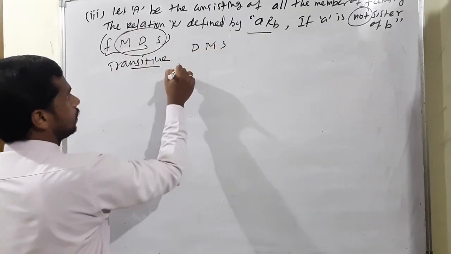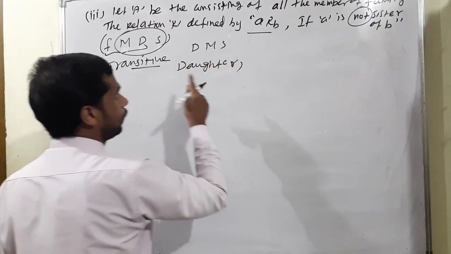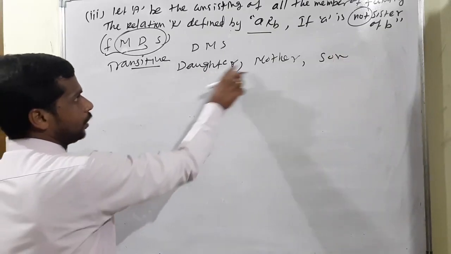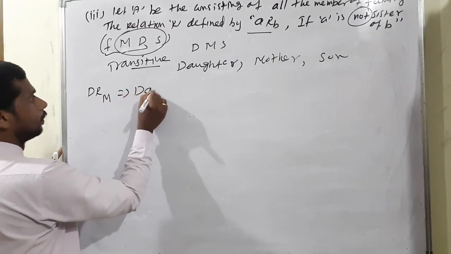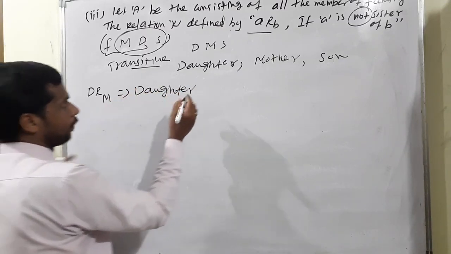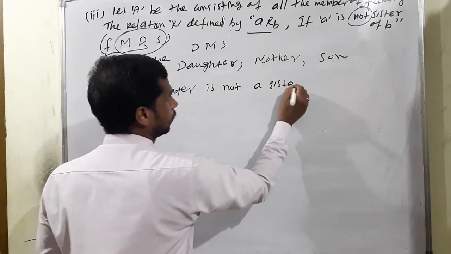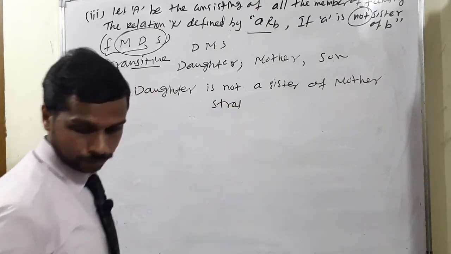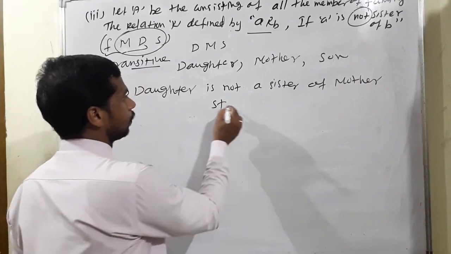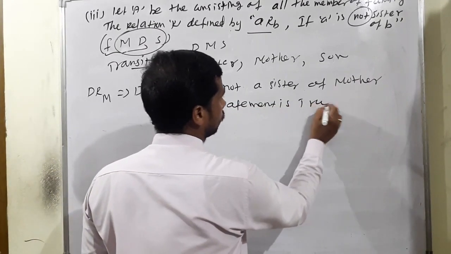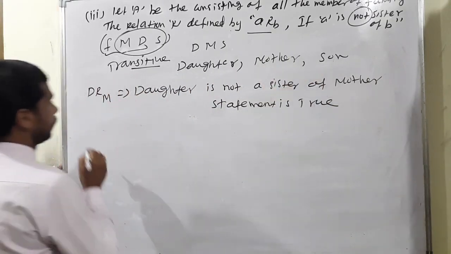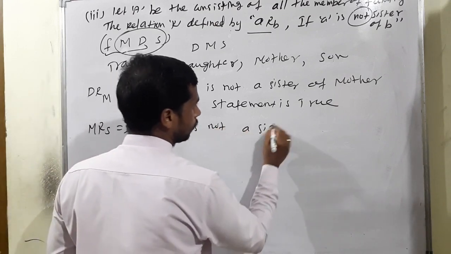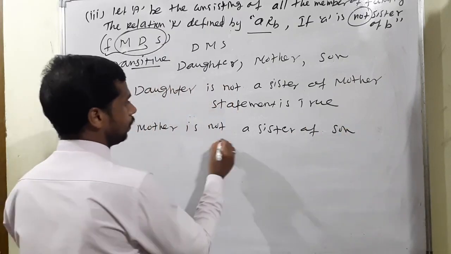But just interchange these three conditions. Consider D, M, S: daughter, mother and son. First one, considering D to M. That is D related to M. What will happen? Daughter is not a sister of mother. The statement is correct, no? The statement is true. Then at the same time, comparing mother and son, M related to S. Mother is not a sister of son. This statement is also true.